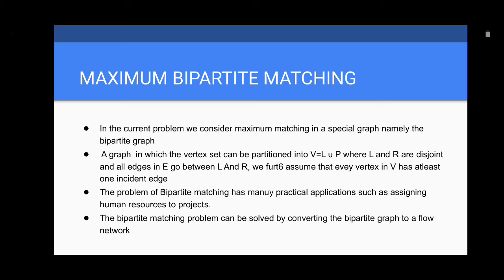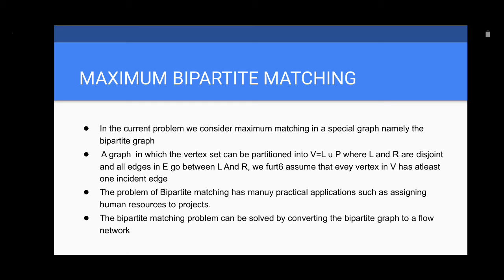In the current problem, we consider the maximum matching in a special graph, namely the bipartite graph. Then what is this bipartite graph? It is a graph in which the vertex set can be partitioned into V = L union R, where L and R are disjoint and all edges in E go between L and R. We further assume that every vertex in V has at least one edge incident.